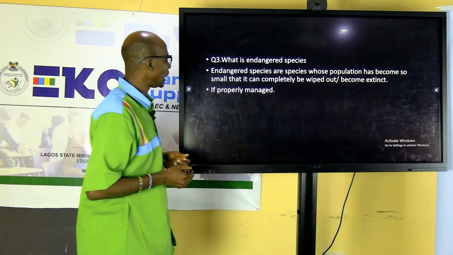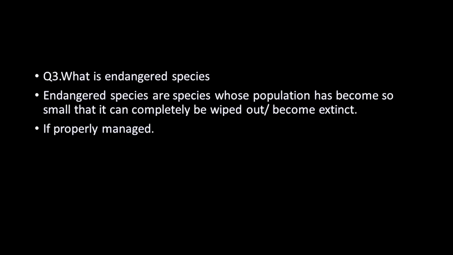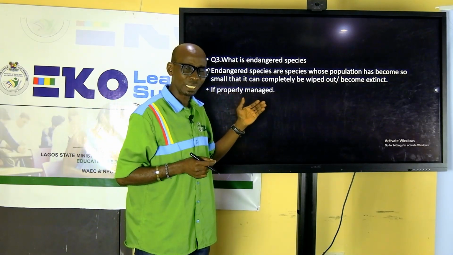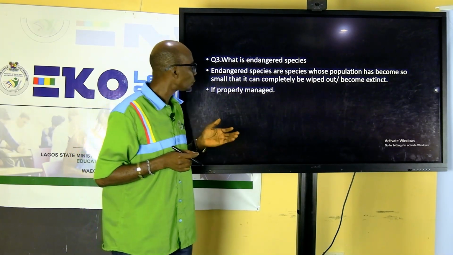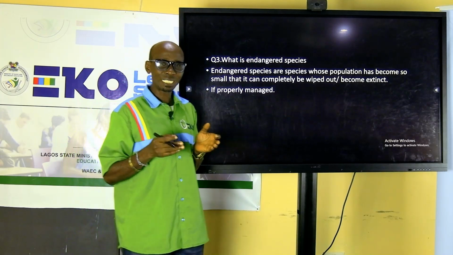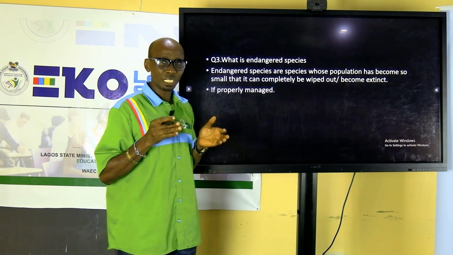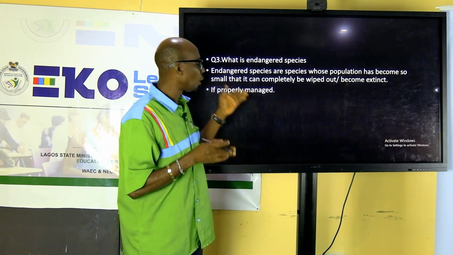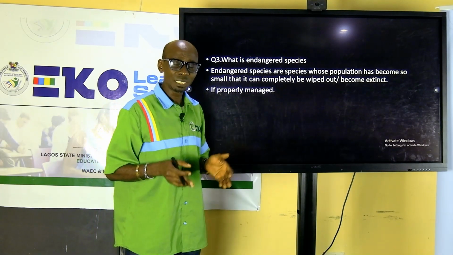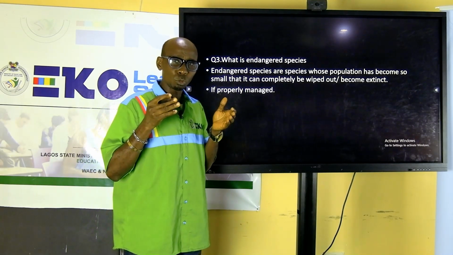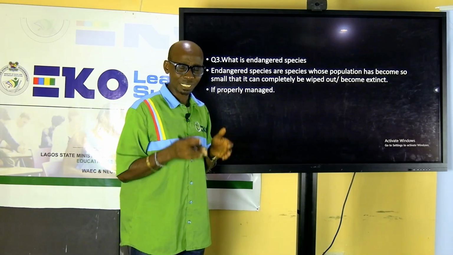The next one is endangered species. Endangered species are species whose population has become so small that they can be completely wiped out, become extinct or disappear if they are not properly managed. A lot of species are under the IUCN watch list. A lot have become extinct. A lot are vulnerable. Everything is basically due to human error or human carelessness.